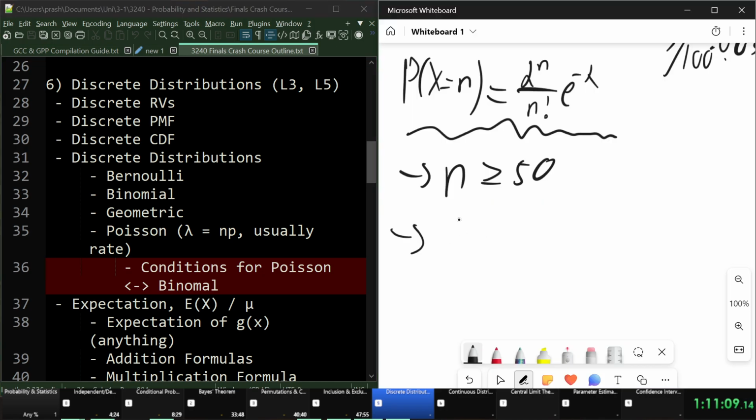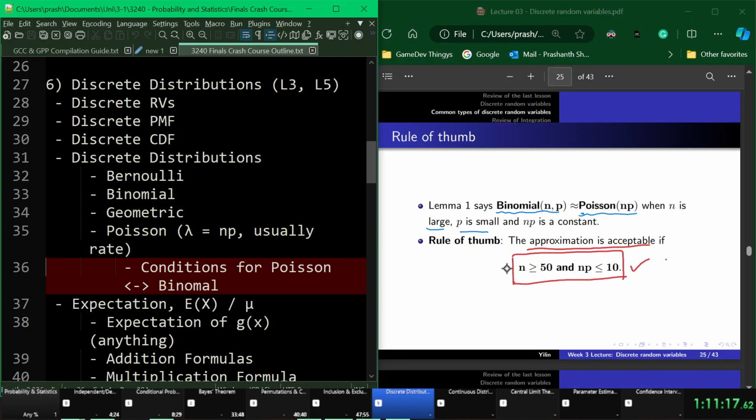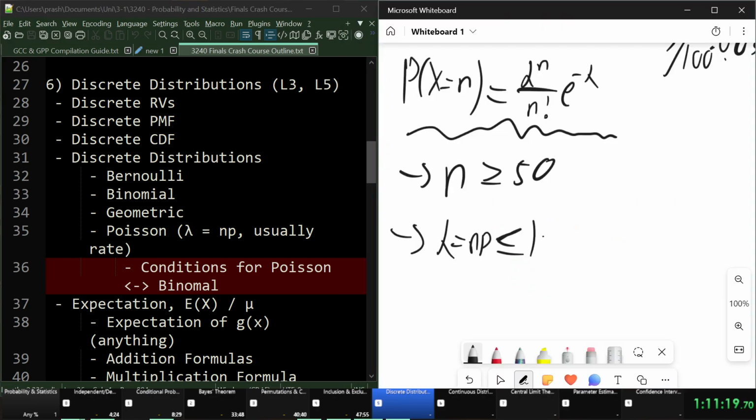And the second condition is that your rate, your lambda, which is n times p, must be less than 0.5, oh, oops, 10. Why these conditions exist, I have no clue. It's just what we have. But you need to make sure that these are fulfilled before you use a binomial distribution as a Poisson distribution.